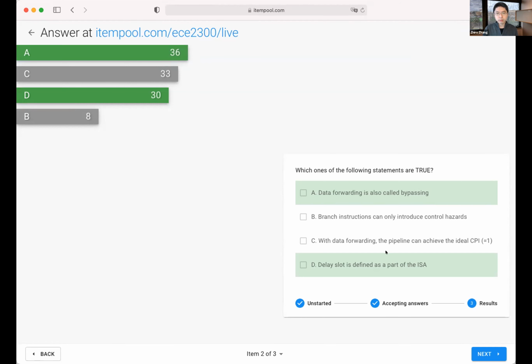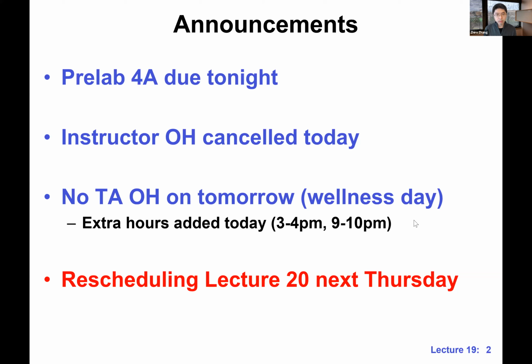Last one is kind of a simple one. Let me switch back to my second screen. We have been talking about this delay slot. At the end of last lecture, delay slot is indeed defined as part of the instruction set architecture. Very good. Looks like most of you still remember what we talked about last time.